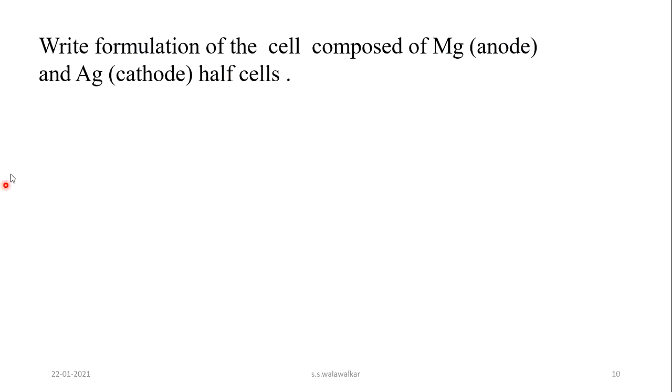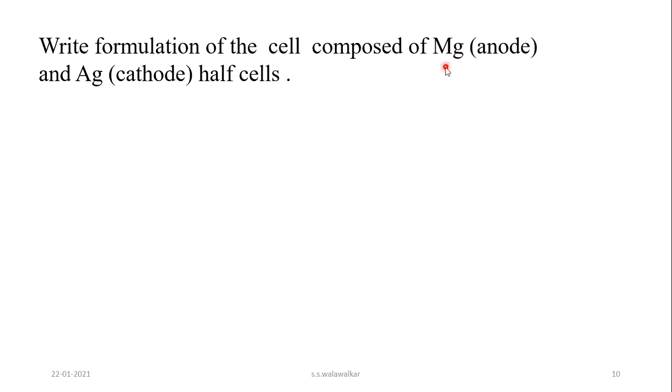Now suppose here, write the formulation. Using this convention you have to write the formulation of the cell composed of magnesium as an anode and silver as a cathode half cell. Now what is given in this example? You know that magnesium acts as an anode and the silver rod acts as a cathode. And you have to write the cell. You have to compose the cell from these two half cells.